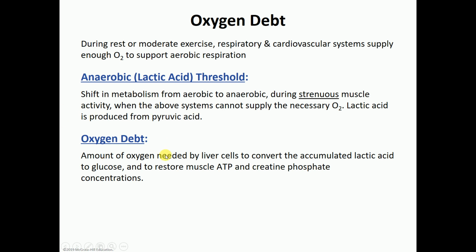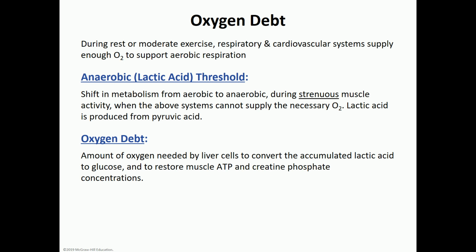Okay, now what is the anaerobic threshold? So what is the threshold of when this would actually occur? When would the metabolism shift from aerobic to anaerobic? Again, that would be during strenuous muscle exercise when a muscle is not prepared for the amount of exercise done.